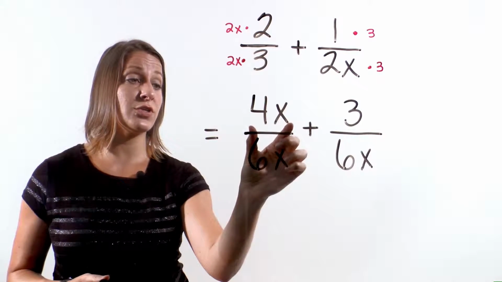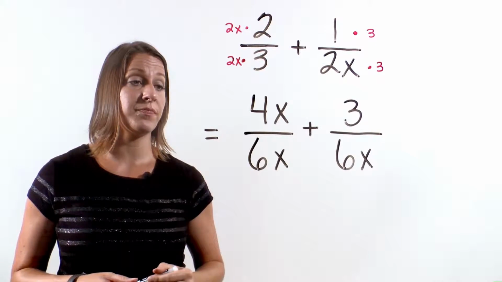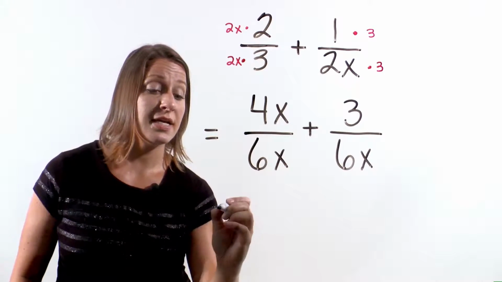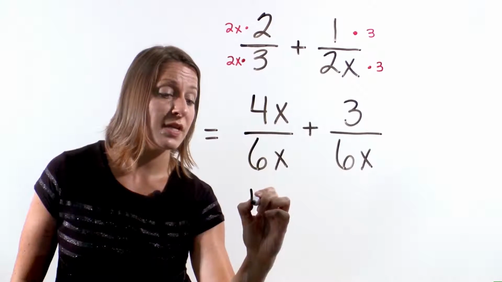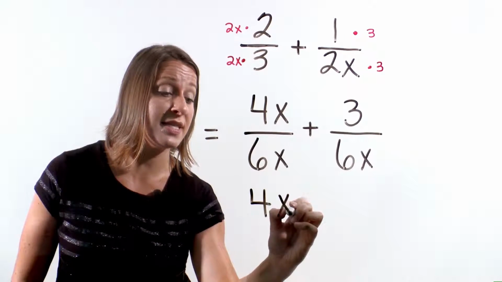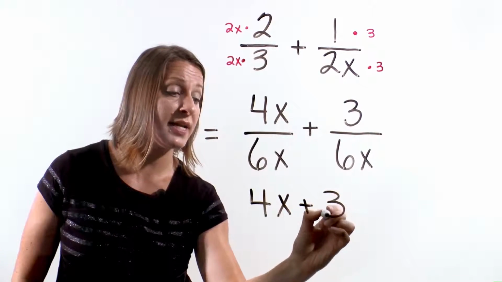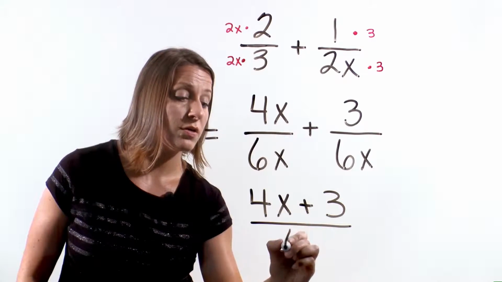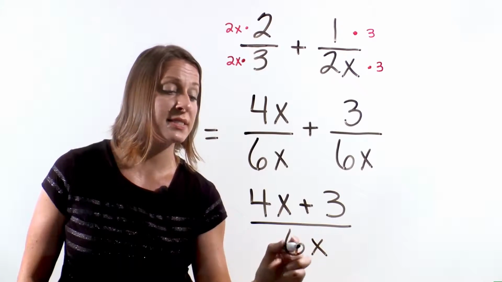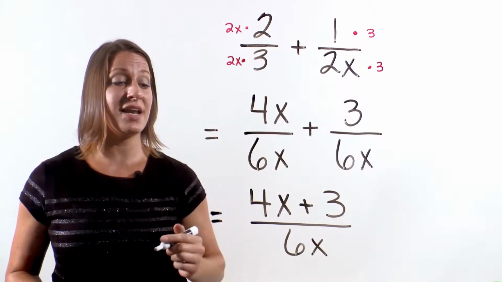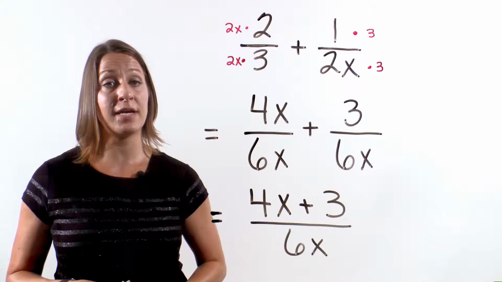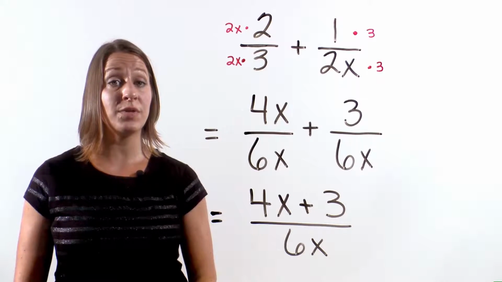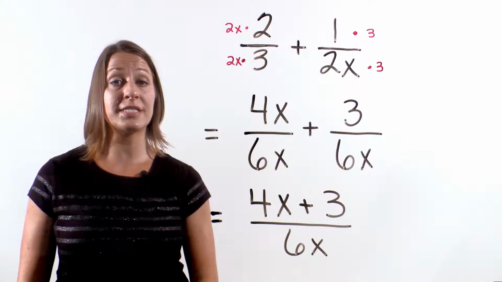Our numerators are 4x plus 3. Now notice those are not like terms, and so for the answer, it's not going to look like we added anything at all, but we're going to write it as one fraction, 4x plus 3 over 6x. Because the 3 does not have an x, we cannot combine this answer, so your final answer is 4x plus 3 over 6x.